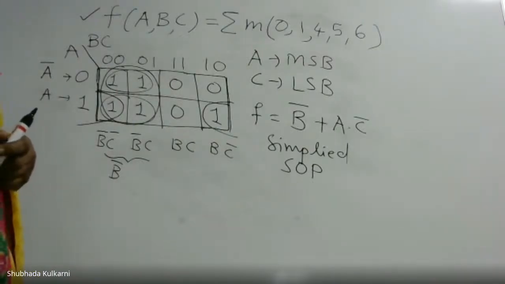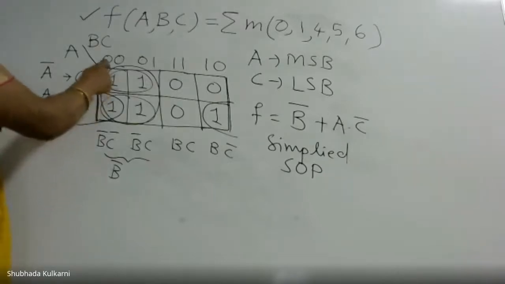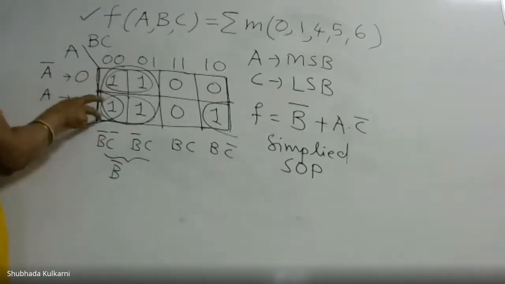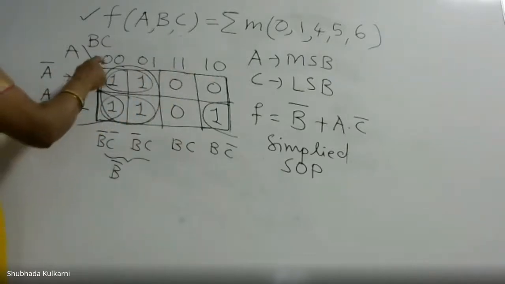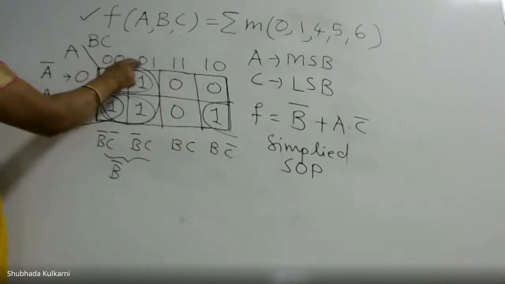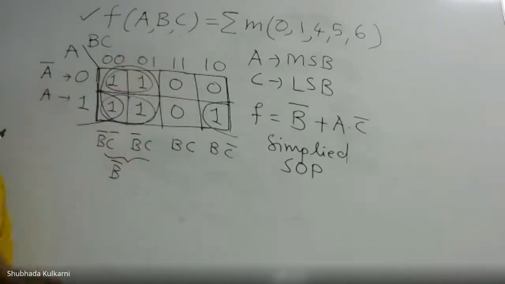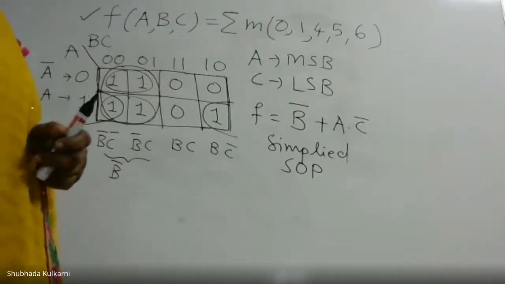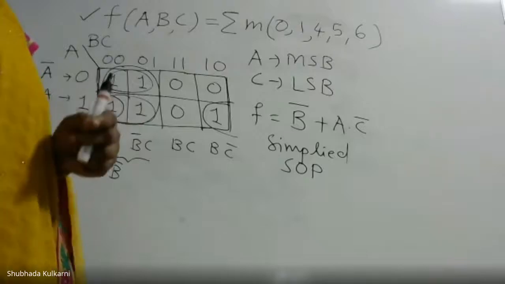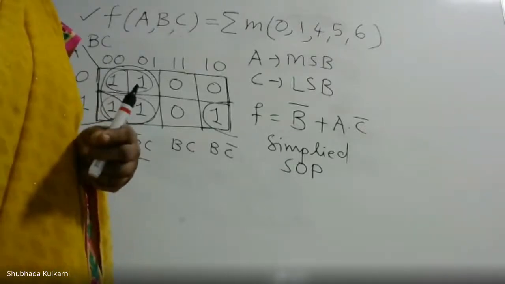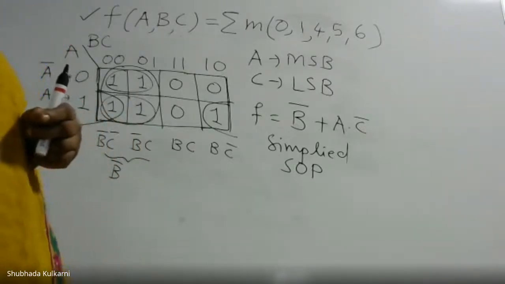Now, how to write the product term? By the direct method. A variable whose value is changing for that group is eliminated. So A is not there. B is not changing, it's constant 0, so B bar. C is changing from 0 to 1, so C is removed. A is changing, C is changing, so both variables are eliminated from the expression. For any group, a variable whose value is changing for that group is directly eliminated.